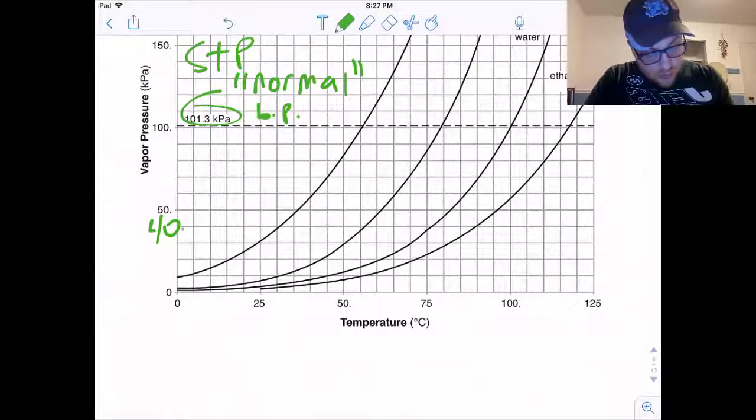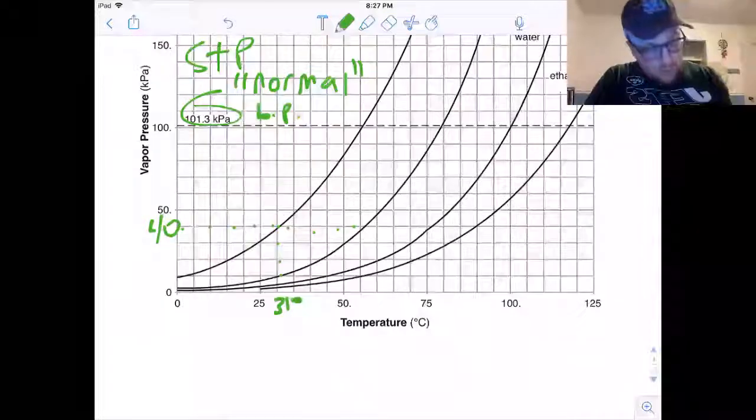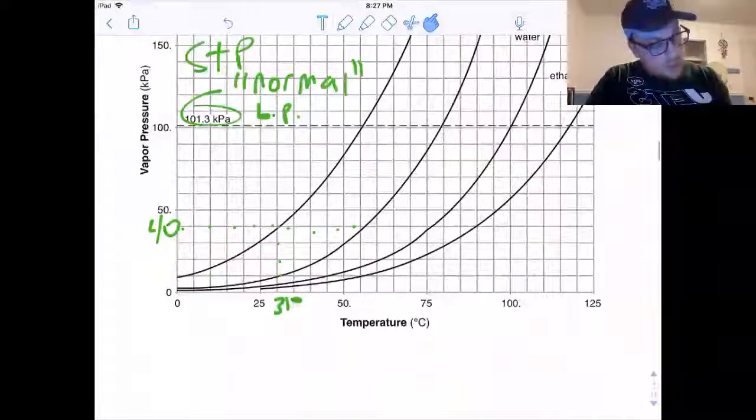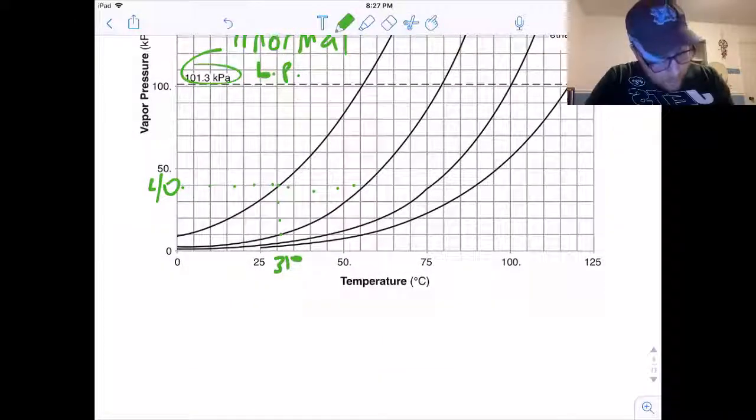And then for water, 76. And for ethanoic acid, so the temperature scale counts by 5s. This scale over here counts by 10s. So it's 80, 85, 90. But if you see what's its normal boiling point, that just means at STP.